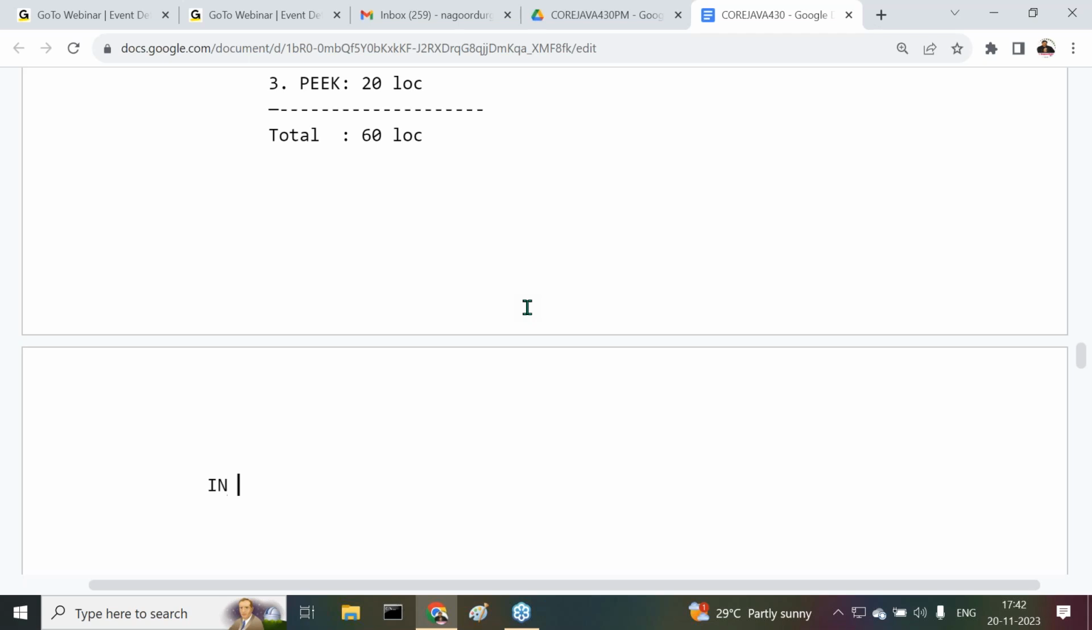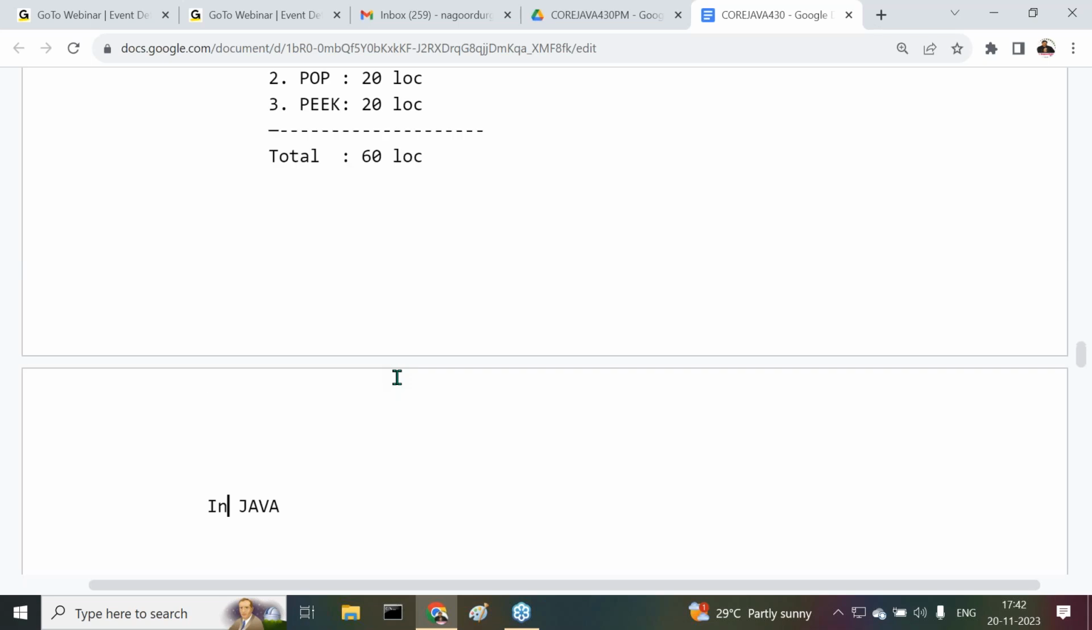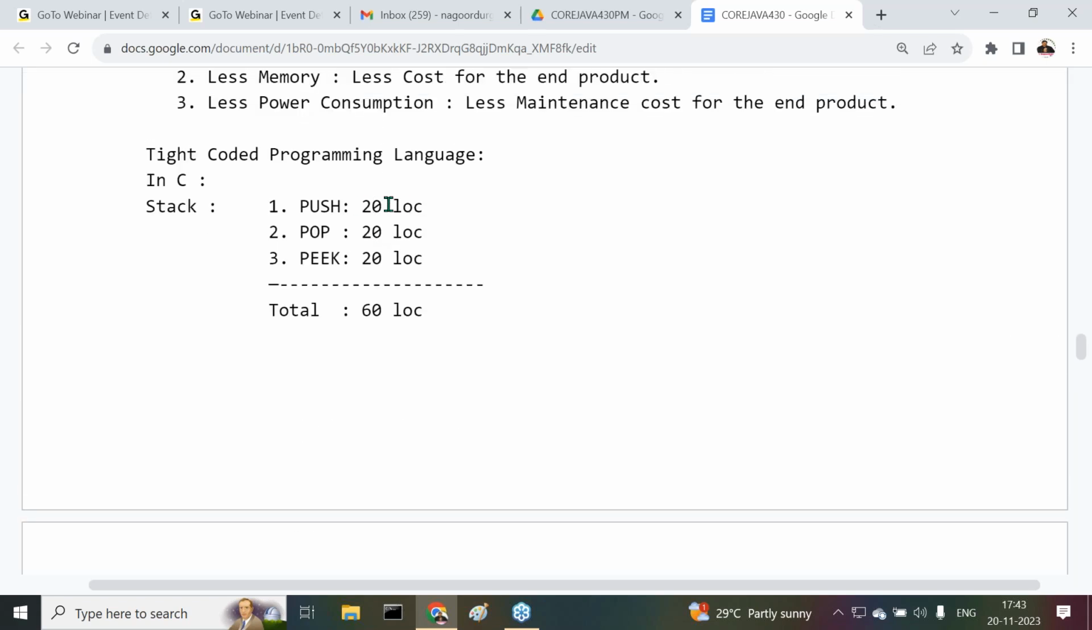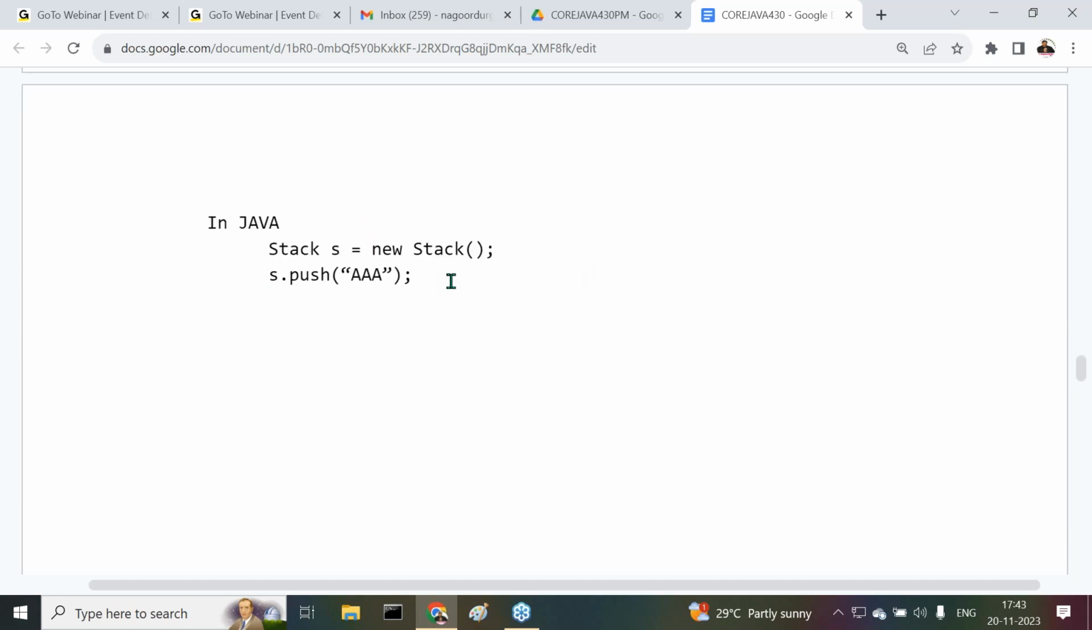Now observe carefully. In Java, to perform stack operations, we use Stack s = new Stack(), creating a stack object. s.push(AAA). Finished, my push operation is completed. In C, we needed 20 lines of code, but in Java, only one line.